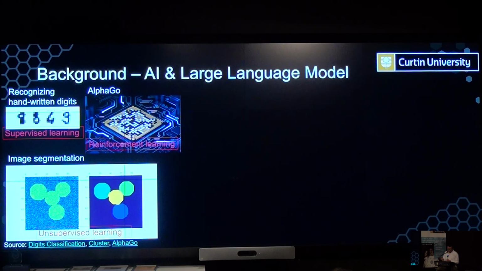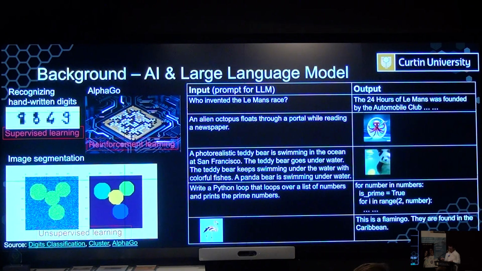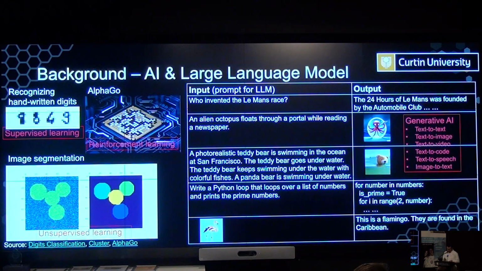AlphaGo is a landmark in reinforcement learning, which involves an agent learning through trial and error, receiving rewards for successful actions. Generative AI is where AI shines in creativity. Gen AI includes models producing new content, like text-to-text models that generate human-like responses, and text-to-image models that create visuals from textual descriptions. The input we enter into Gen AI is called a prompt.